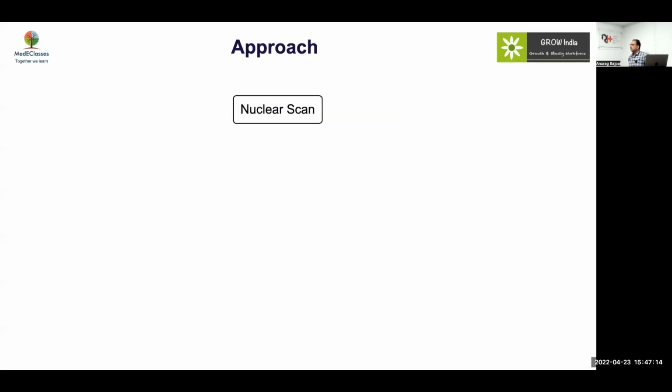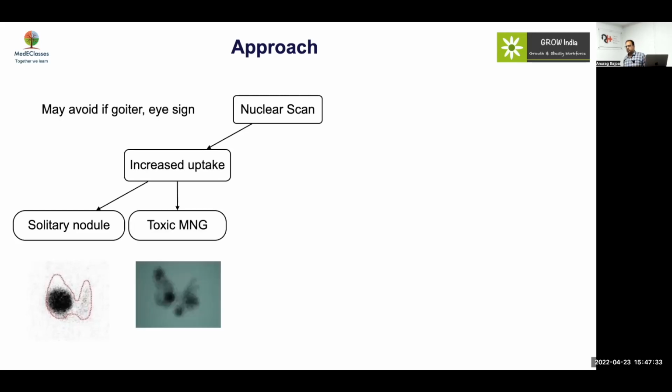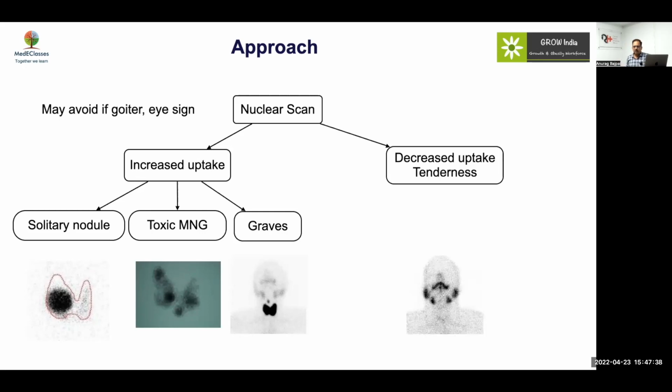So before we start with cases, the approach, first thing is to look at nuclear scan. If somebody has got a big goiter, eye sign, very high FT4, you may say, okay, I don't have a facility easily available, I don't need to do it. Otherwise, scan should be done. Increased uptake with a solitary nodule is a toxic nodule, multiple areas toxic MNG, and if it is diffuse uptake, it's Graves. If it's decreased uptake, look for tenderness. No tenderness, chronic. Yes, subacute, very, very tender, very severe. That's a rare scenario of acute thyroiditis.